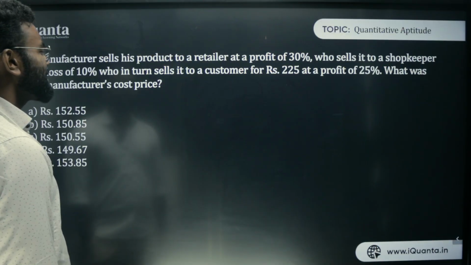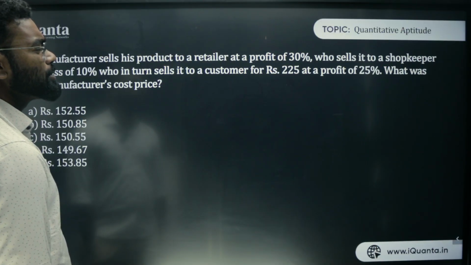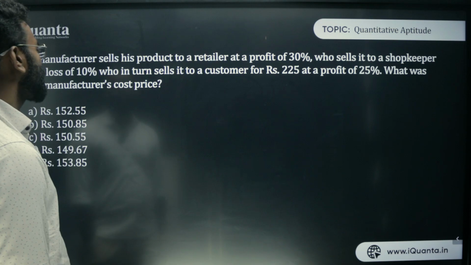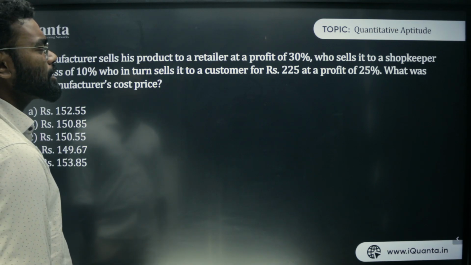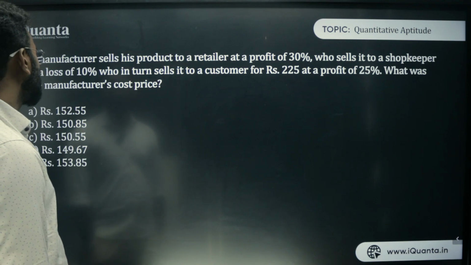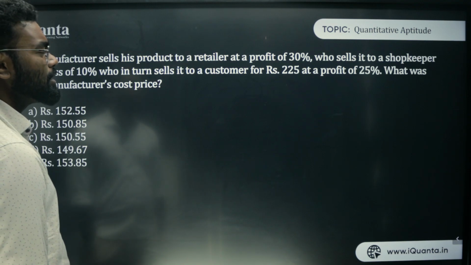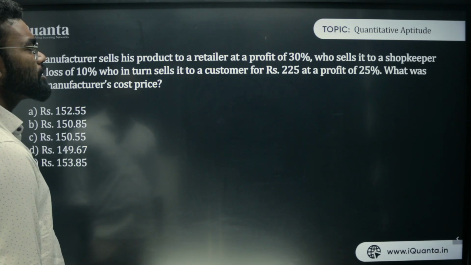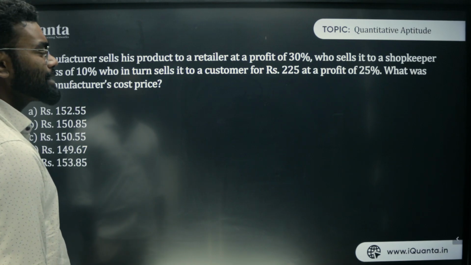A manufacturer sells his product to a retailer at a profit of 30%, who sells it to a shopkeeper at a loss of 10%, who in turn sells to a customer for rupees 225 at a profit of 25%. What was the manufacturer's cost price? So it has been happening thrice, right?